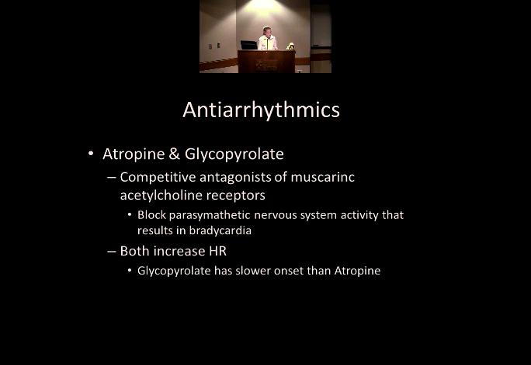And then our other two antiarrhythmics are going to be atropine and glycopyrrolate. So they are competitive antagonists. So they're going to bind and block something. They work on muscarinic acetylcholine receptors. So there's certain receptors throughout the body. They are blocking parasympathetic nervous system activity.